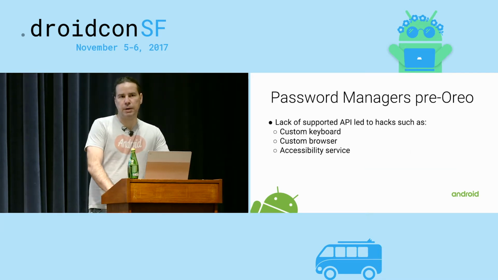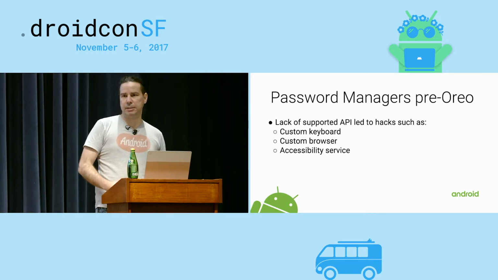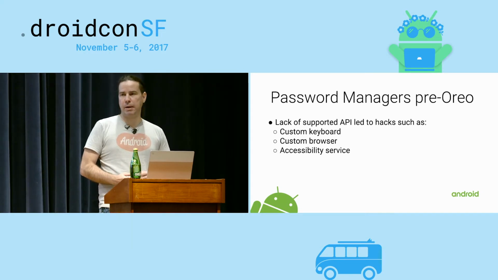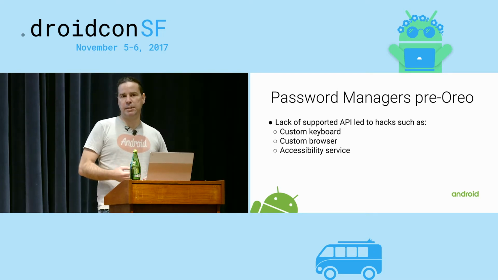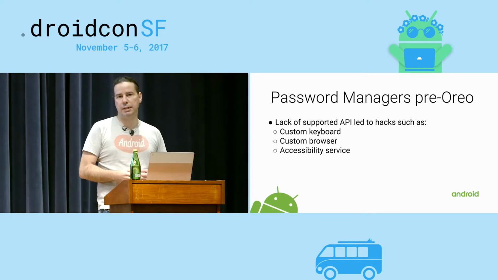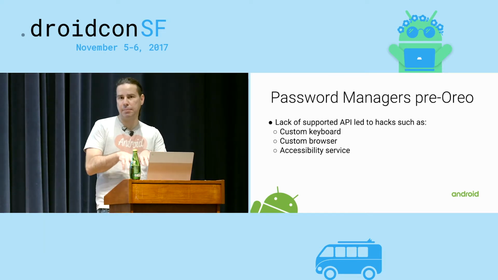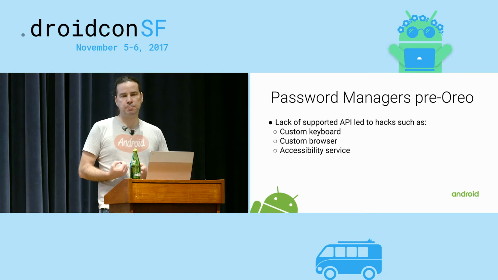Prior to O, the Android ecosystem has a class of apps called password managers. These are very useful apps because they allow users to easily log in on other apps without having to remember their username and password and having to type, because sometimes it can be a hassle to bring up the keyboard and type on a small screen. These password managers have been there for a while. They've been working even before Oreo.